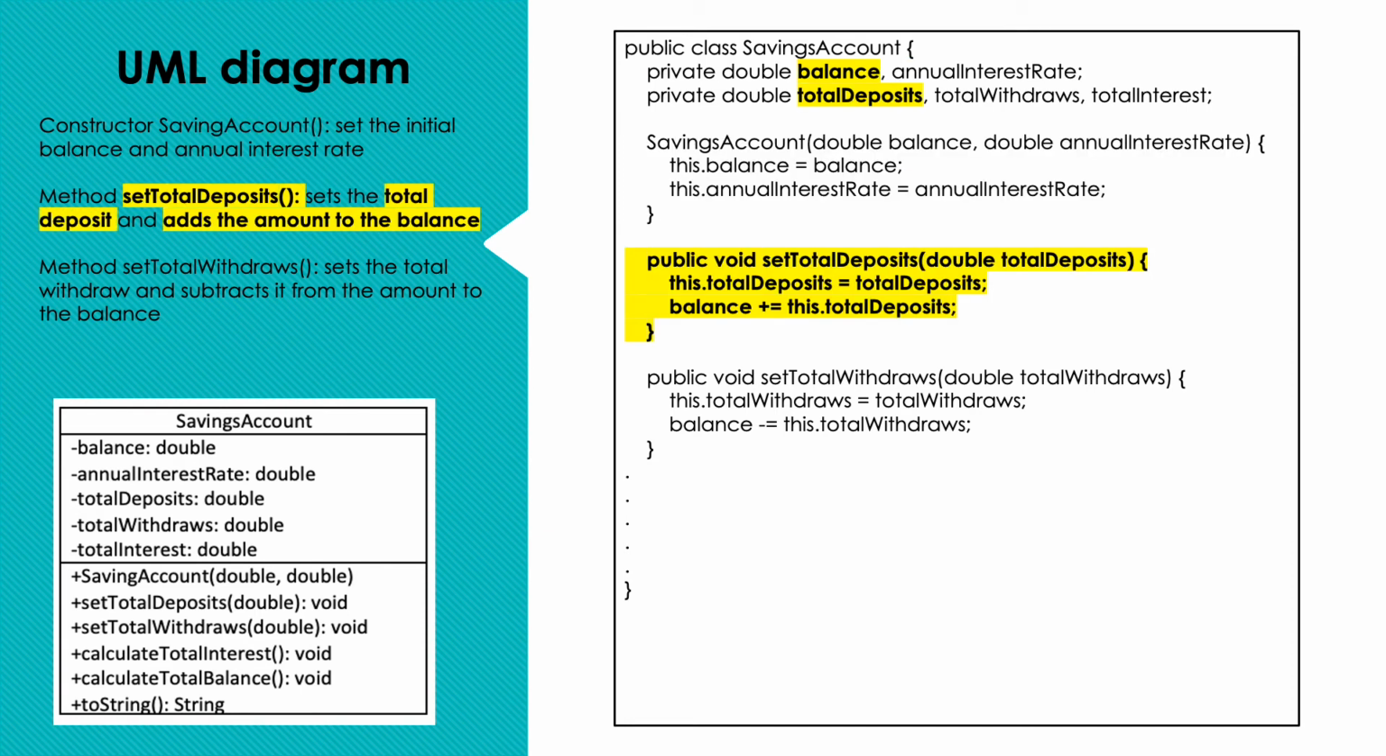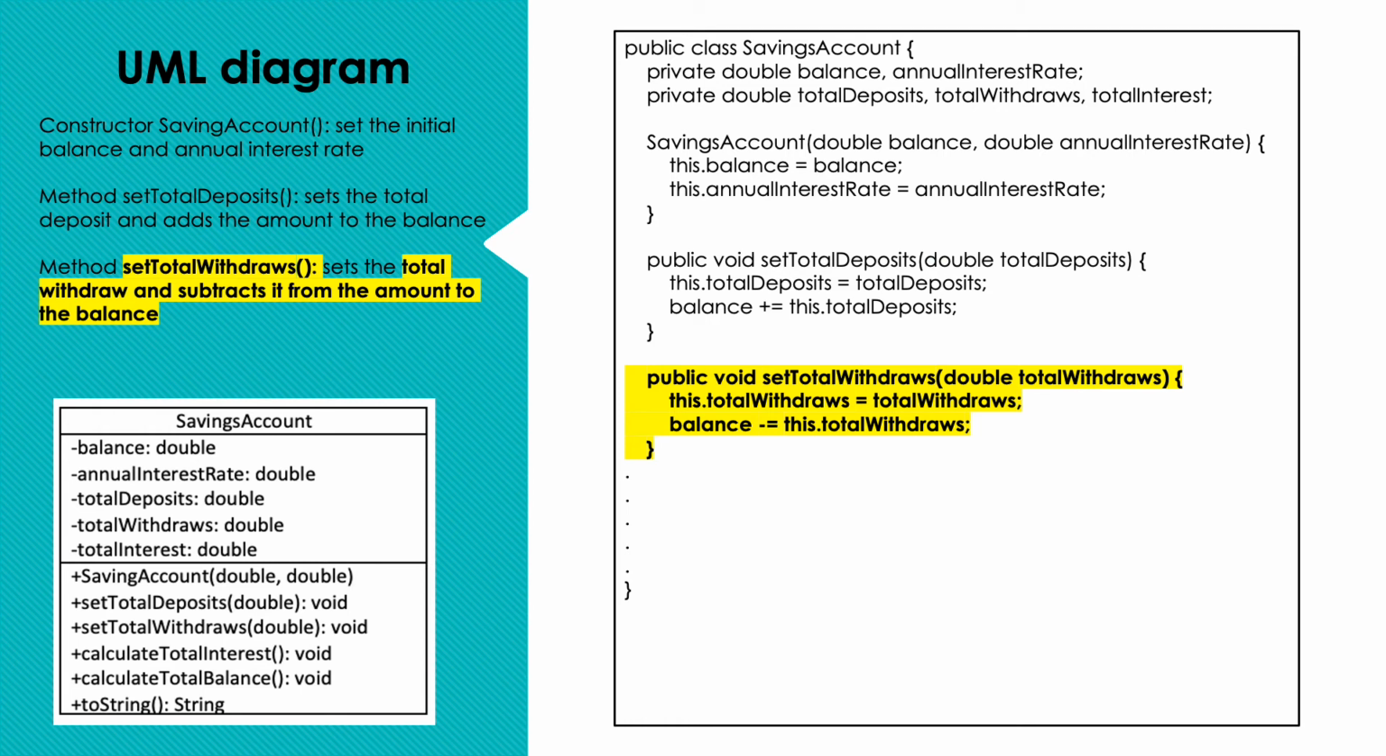Next method is setTotalDeposits. It sets the total deposit and adds the amount to the balance. To set the value, we will write this.totalDeposits equal totalDeposits, which is the value that the user input, and then add the amount to the balance. So balance plus equal this.totalDeposits, or you can write it as balance equal balance plus this.totalDeposits.